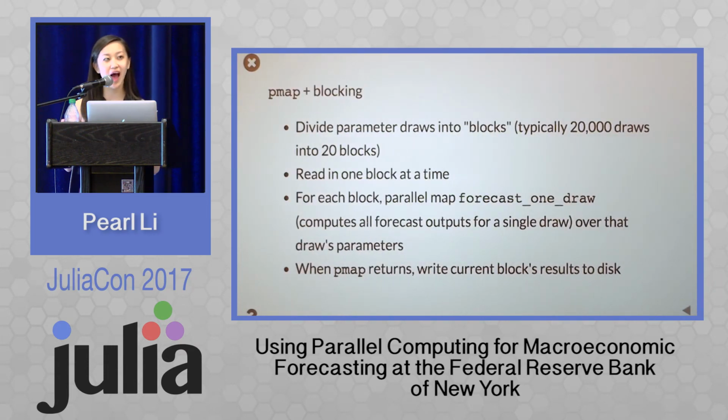So here, given all of that, what we'll do now is talk about how PMAP plus blocking comes to the rescue. Like I said, we typically have about 20,000 draws. And what we do in this step instead is divide them into blocks. We'll read in one block at a time, do all of the computation that needs to be done in that block using PMAP. And then when PMAP returns, we'll write that block's output to disk and then continue to the next block.